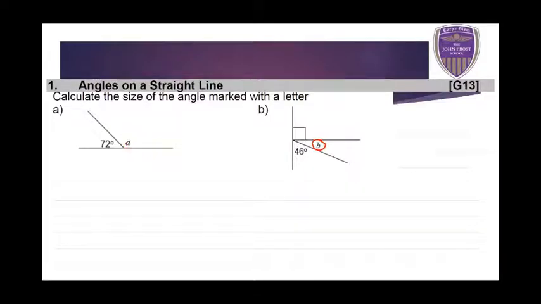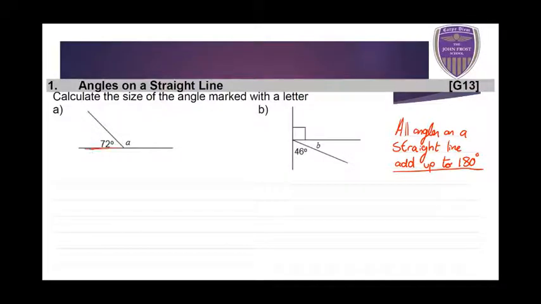Okay, so the rule for this topic is all angles on a straight line add up to 180 degrees. And if you didn't know that, make sure you write that down somewhere in your book, okay? So for our first question, we've got a straight line and we've got 2 angles on this straight line, okay? So we know that angle A and 72 equals 180 degrees because they're on a straight line, okay?